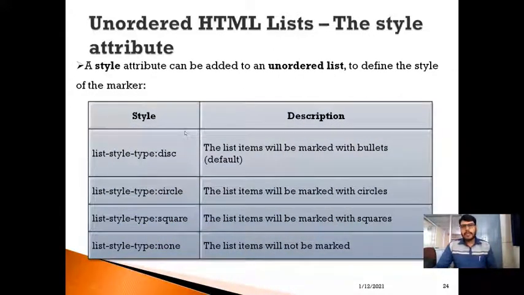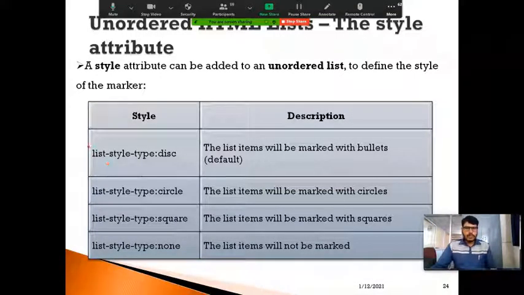So now let us see what are the styles we can implement along with an unordered list. As you can see here, we can use a style attribute along with a UL tag. And with a style attribute, we can specify style like this. You can see here list-style-type colon disk. By default, every unordered list will have a disk style. By default, it will apply this particular style.